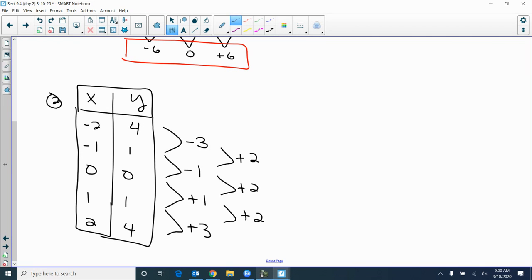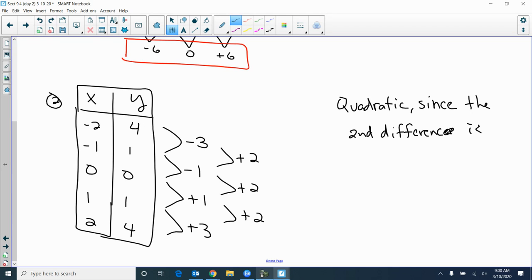So therefore, since the second difference is a constant, it is quadratic. Okay, it would be a U. Quadratic since the second difference is a constant. All right, good.